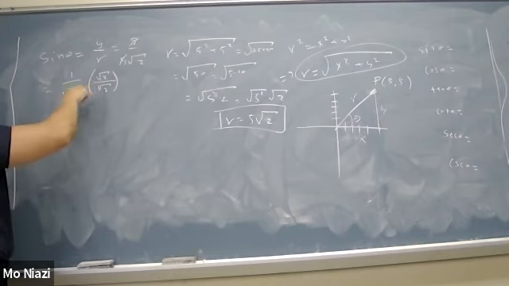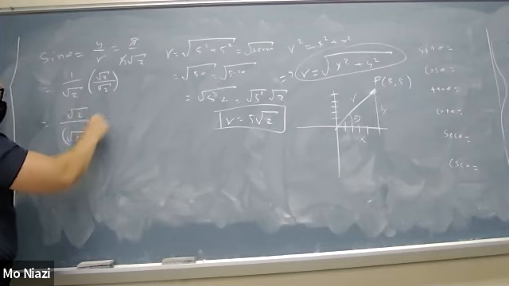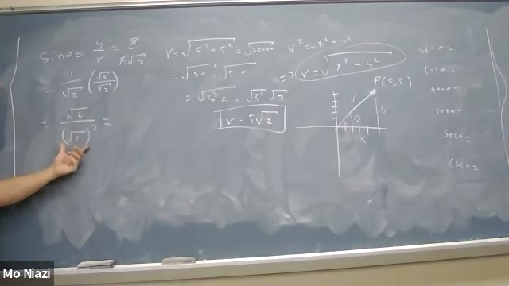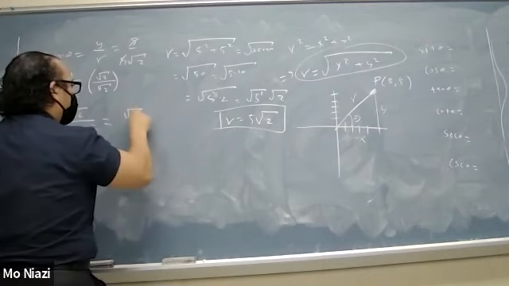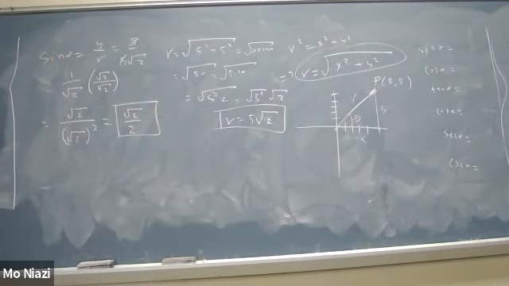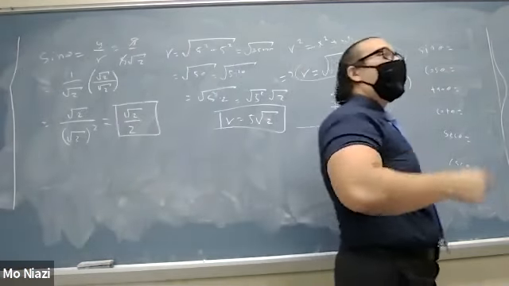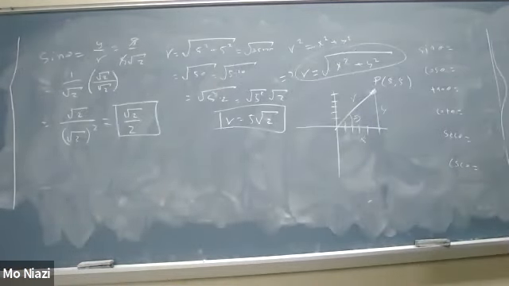But notice when I do this, the top becomes a root 2. The bottom becomes a root 2 times a root 2, which is a root 2 quantity squared. Every time you square a radical, what happens to the radical? It cancels. So what's left is what's on the inside. So then this becomes root 2 over 2. There you go. That is what sine of theta is, root 2 over 2. Now we have to find cosine, tangent, cotangent, secant, cosecant.